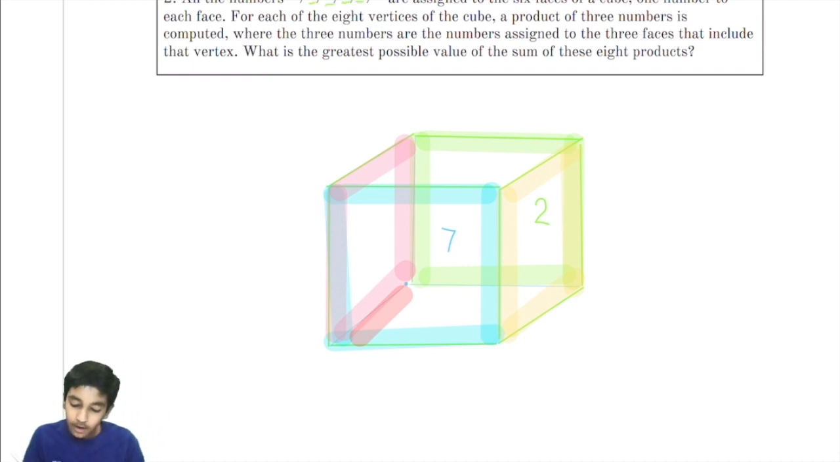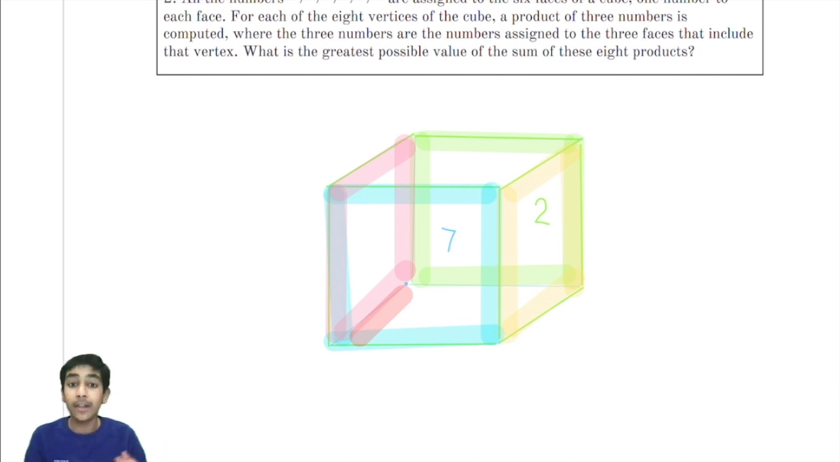We have 3, 4, 5, and 6 remaining to go on the 4 lateral faces around the 7. The idea from here is that 6 is also a pretty large number. In order to maximize the overall product, we want to multiply large numbers by large numbers, because a large number times a large number is even larger, whereas a large number times a small number is smaller. So it's better to multiply the larger numbers together and the smaller numbers together. We put 7 on the front and 2 in the back, because we don't want to multiply 7 and 2.